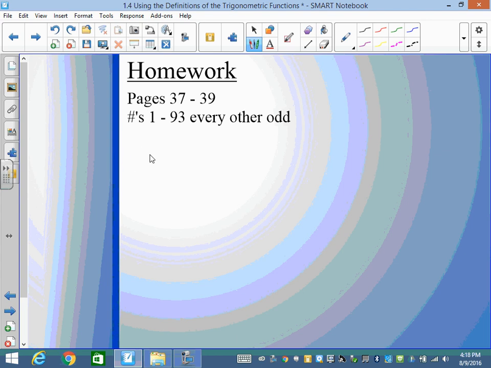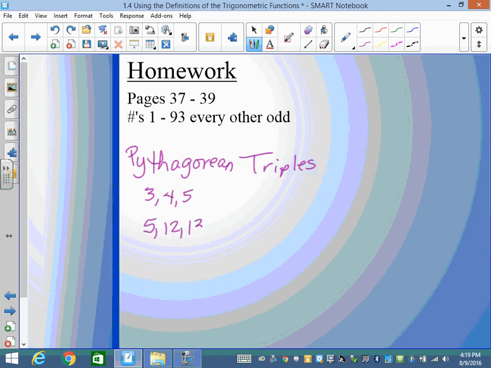Here's the thing that I do want to throw on there to you guys. As I told you, I give you Pythagorean triples. Now, these are not the only ones that are out there. These are the ones that are most common. Your 3, 4, 5, and any multiple of it. You have a 5, 12, 13, 8, 15, 17, and 7, 24, 25. These are the most common ones that are used.